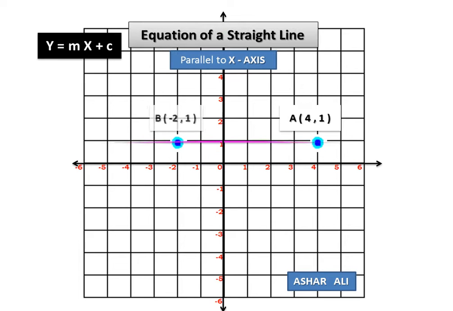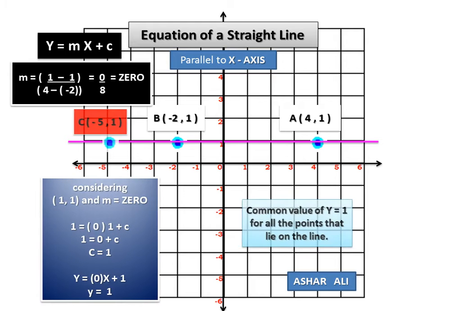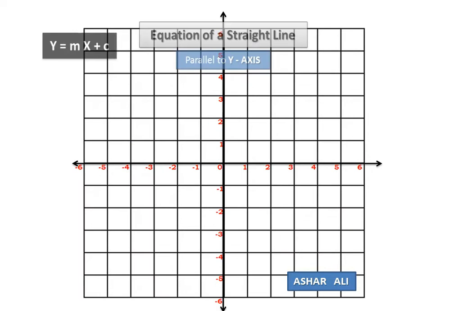An equation of a straight line parallel to the x-axis. Whenever the line is parallel to the x-axis, the gradient is 0 and there is a y-intercept. The y-intercept will relate to the equation. In this case, y equals 1.